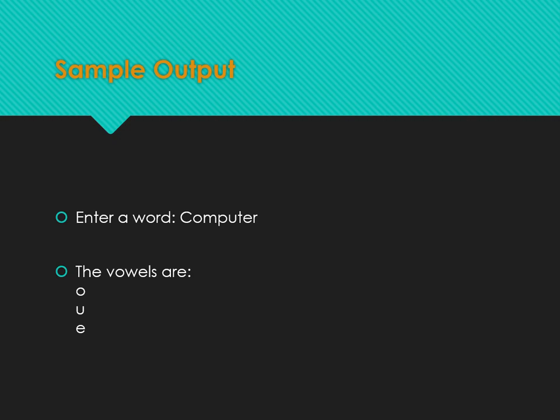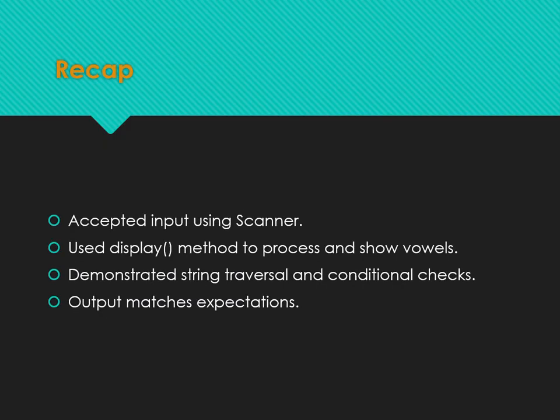To sum up, we created a Java program that accepts a word from the user and passes it to a method called display. Inside this method, we used a loop to go through each character, checked whether it was a vowel, and printed it if it was. We applied basic concepts such as string manipulation, conditional statements, and method usage. This program is a great example of how simple logic and clean structure can solve a real-world problem efficiently.